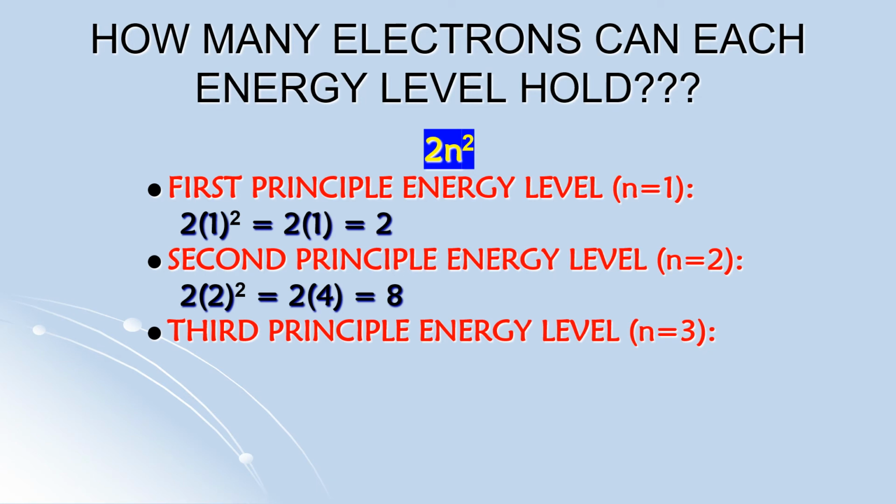Okay, third energy level. Once again, we go ahead and plug in the numbers. So 3 squared is going to be 9. 9 times 2 is 18.